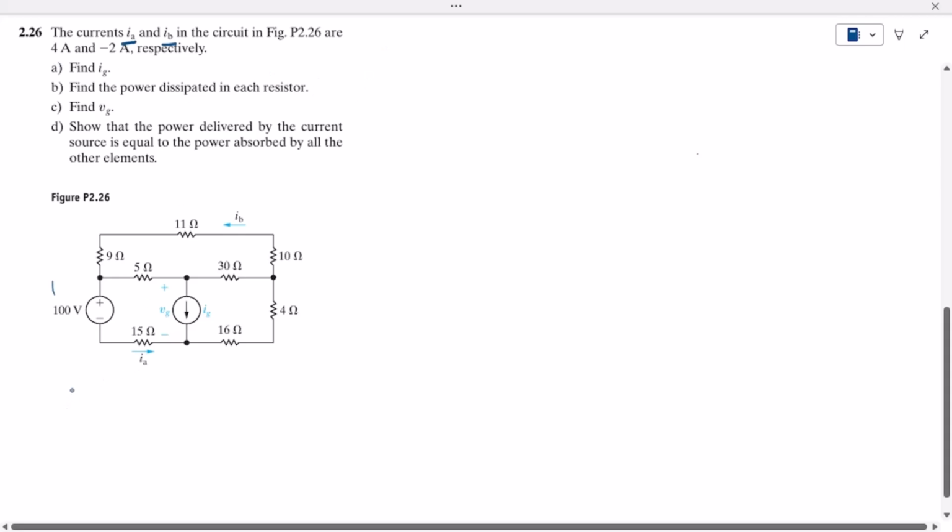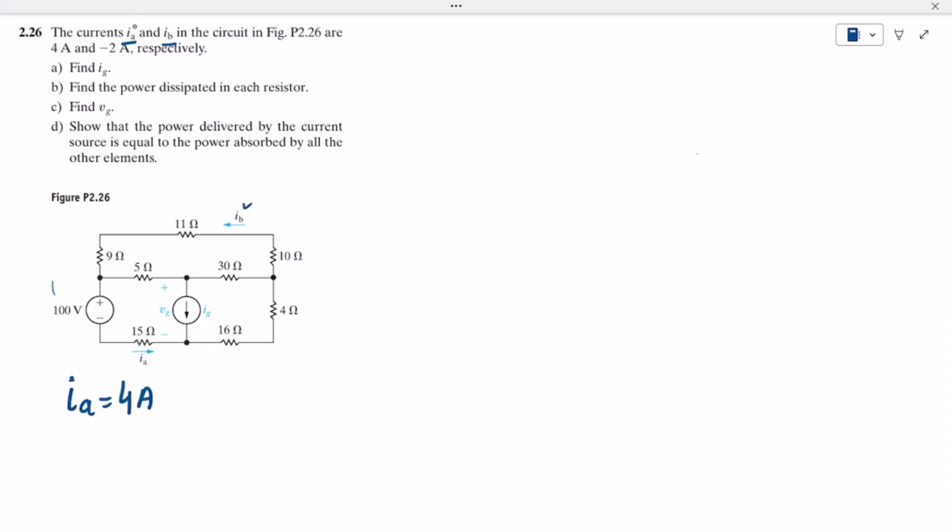Let me write it here. IA is 4 amperes and the value of IB, which is this current, is minus 2 amperes. If the direction of it is here, and this is minus 2 A, then if the current is in the other direction like this one, the only thing that changes is the sign, while the magnitude or the value will remain the same.